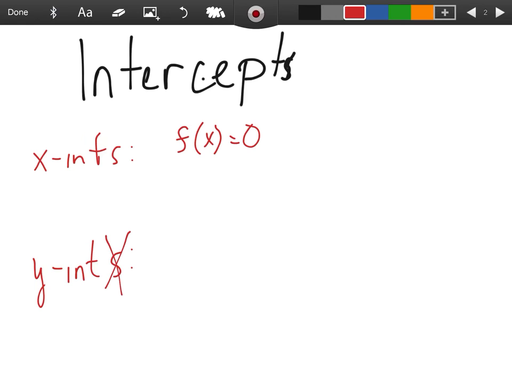There can only be one y-intercept, and that occurs when x is equal to 0. If we had multiple y-intercepts and you graph the function, it is not going to pass the vertical line test. Also, if you plug in x equals 0, you should only be able to get out one value. So our y-intercepts occur when x is equal to 0.